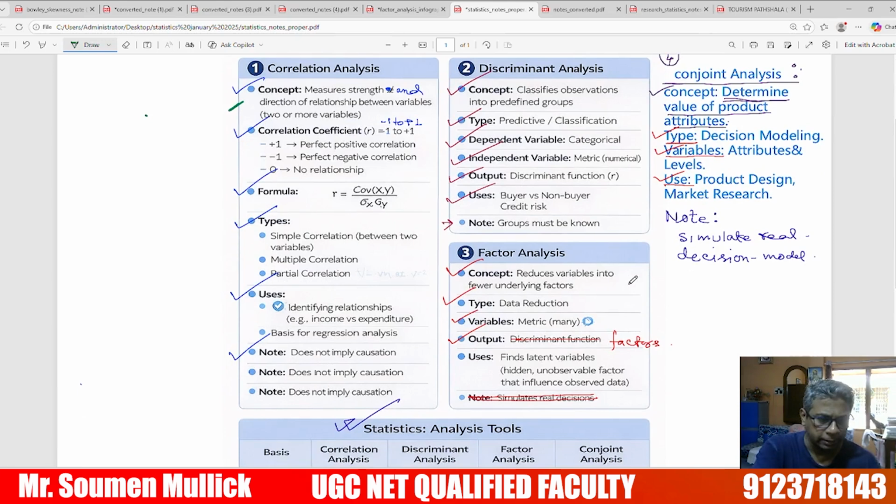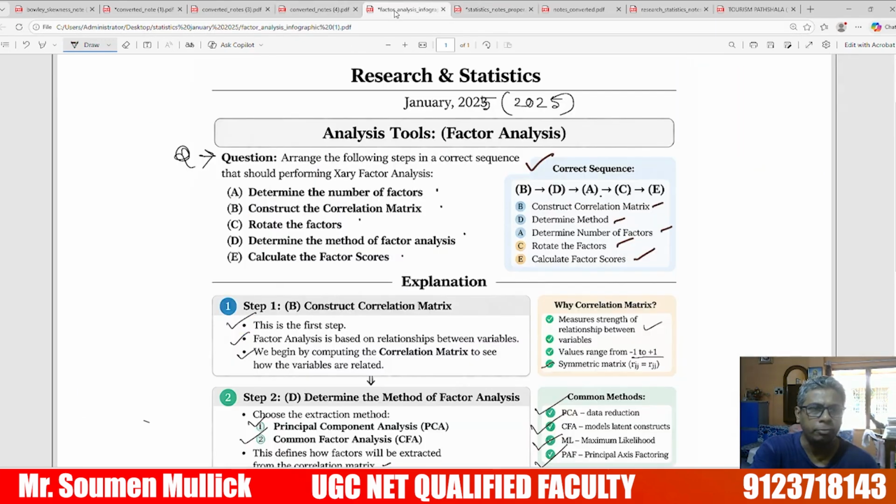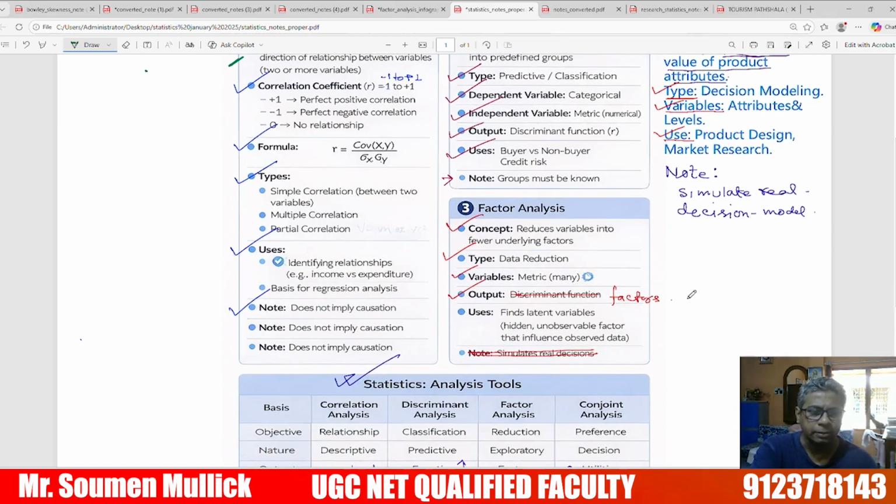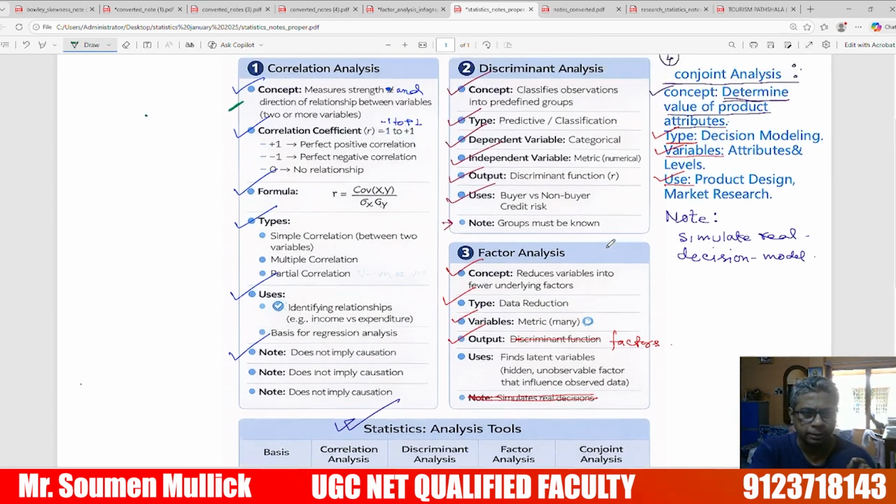Number 3, factor analysis. Just now we solved the question on factor analysis, the steps of factor analysis. The main concept of factor analysis is to reduce variables into fewer underlying factors. The type is data reduction. The variable should be a matrix in many cases, and the output is the factors. It is used to find latent variables, also called hidden variables, the unobservable factors that influence the observed data. That is the main purpose of factor analysis.